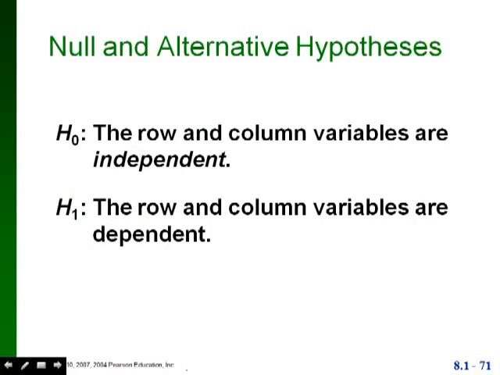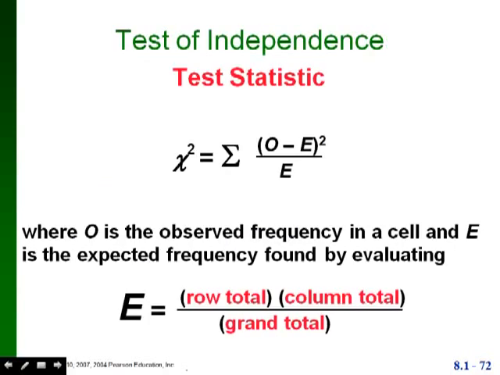And just like for our goodness of fit test, for the independence test, the null and the alternative hypotheses are always the same. The null hypothesis is always that the row and column variables are independent. The alternative hypothesis is always that the row and column variables are dependent, or in other words, that they're related to each other. And here's our test statistic.